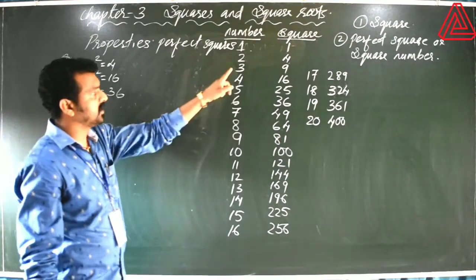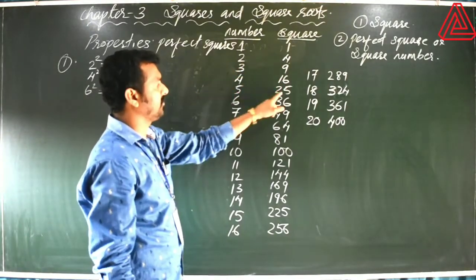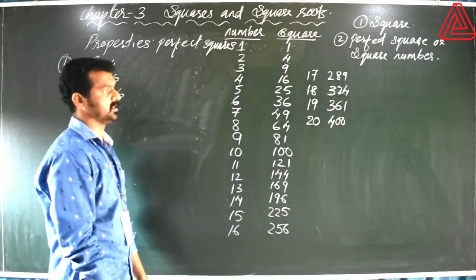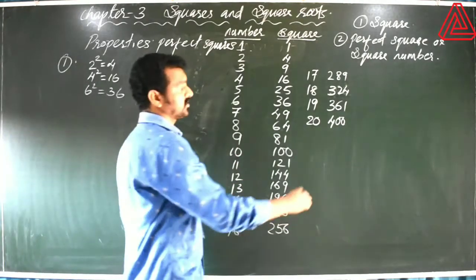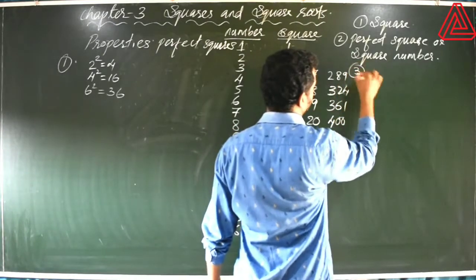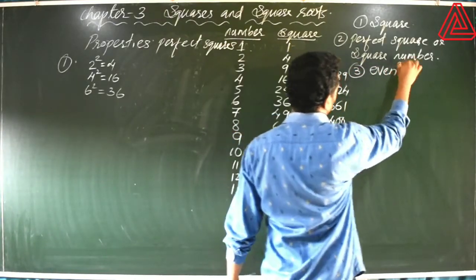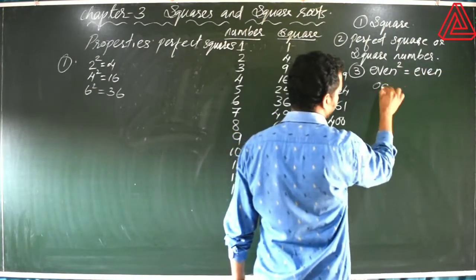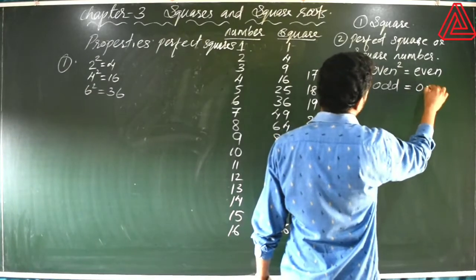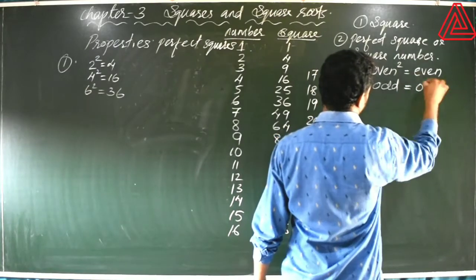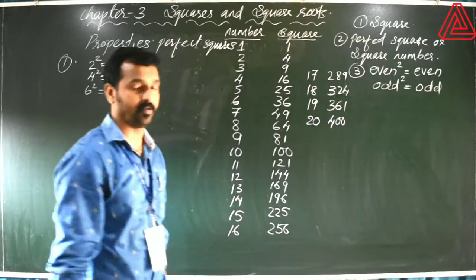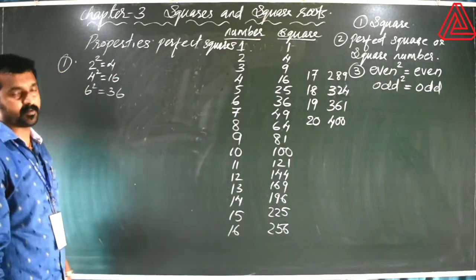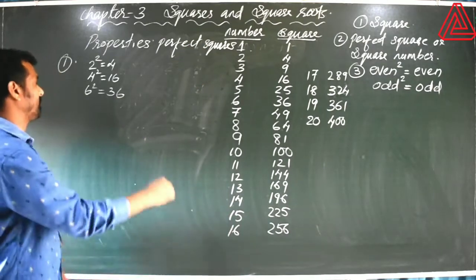And odd numbers you see. Square of an odd number is always an odd number. That is the first property. Square of an even number is always an even number. Square of an odd number is always an odd number. Okay, now next one. There I wrote the third point, but that is the first property.